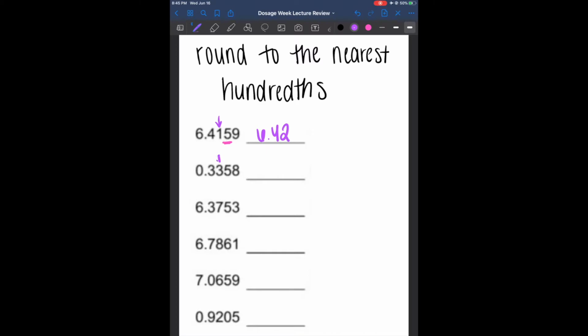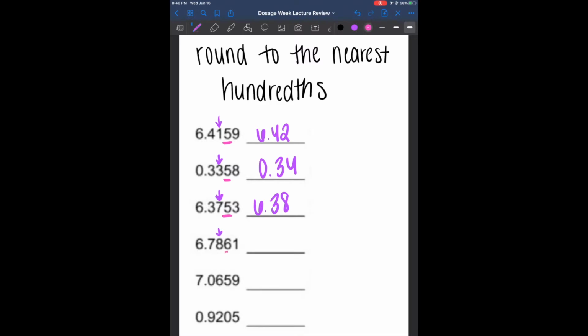Same thing for the next one. We want to round to that second number after the decimal. We're going to base it on our third number there. It's 5 or greater, so we want to add 1, and we're at 0.34. Same here, looking at our 7 is where we want to round to, but we're basing it off this 5. It's 5 or greater, so we want to add 1 to where we're looking at there to be 6.38.